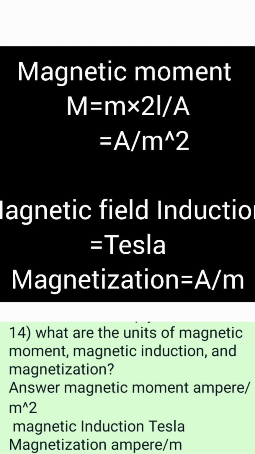15. What are the units of magnetic moment, magnetic induction, and magnetization? Answer: magnetic moment, ampere square meter. Magnetic induction, Tesla. Magnetization, ampere per meter.